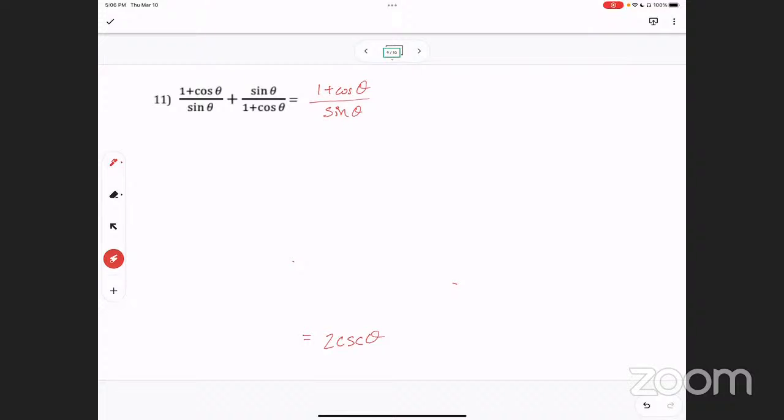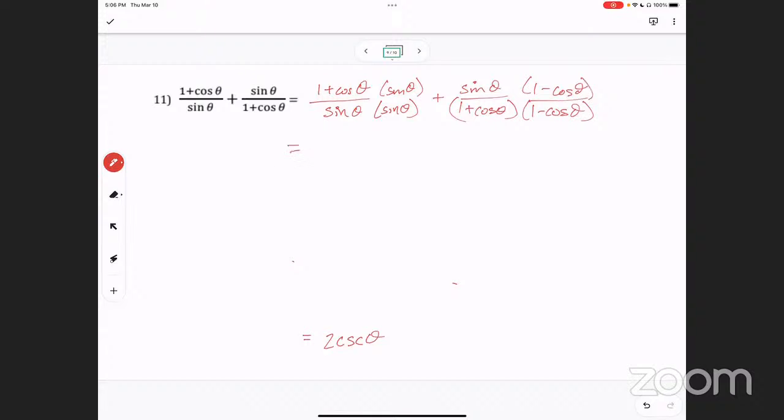Okay. So that's what I'm going to do. I'm going to multiply this by sine theta over sine theta. And I'm going to multiply this other one by the conjugate, which is 1 minus cosine theta. So I'm multiplying that on the top and the bottom, 1 minus cosine theta on the top and the bottom.